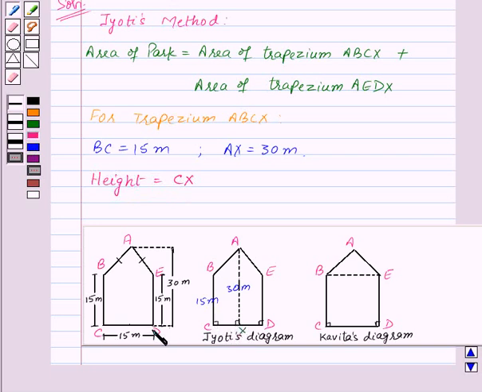Now consider CD. CD is equal to 15 meters and CX is equal to XD. That means CX and XD are half of CD. So CX is equal to half of 15 meters, so 15 upon 2 meters.